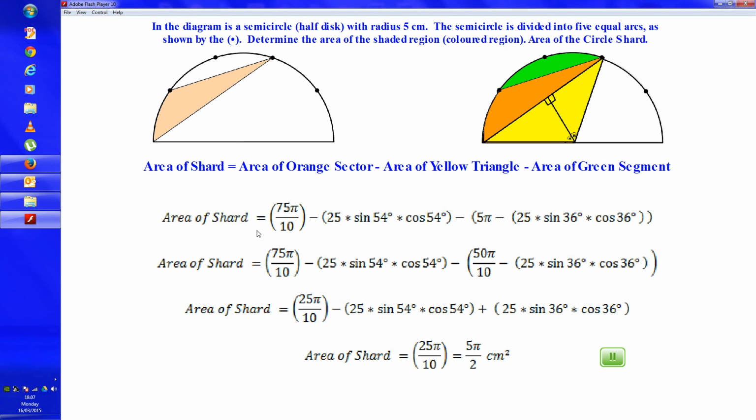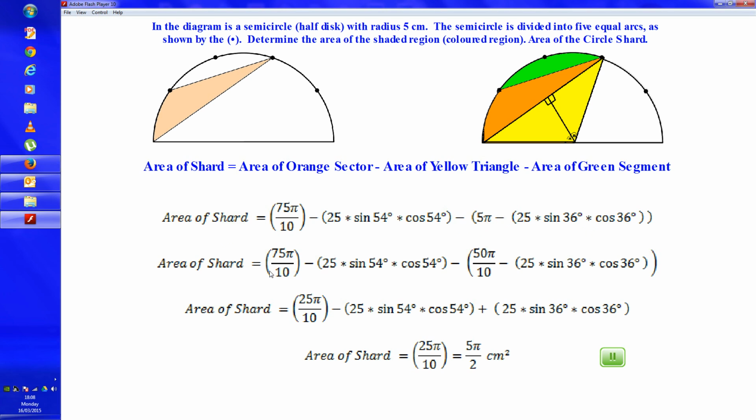Area of shard equals the area of the orange sector, which is 75 pi upon 10, minus the area of the yellow triangle. We take it as it is, minus the area of the green segment, which is 5 pi minus the area of the blue triangle, 5 pi being the area of the green sector, minus the area of the blue triangle.